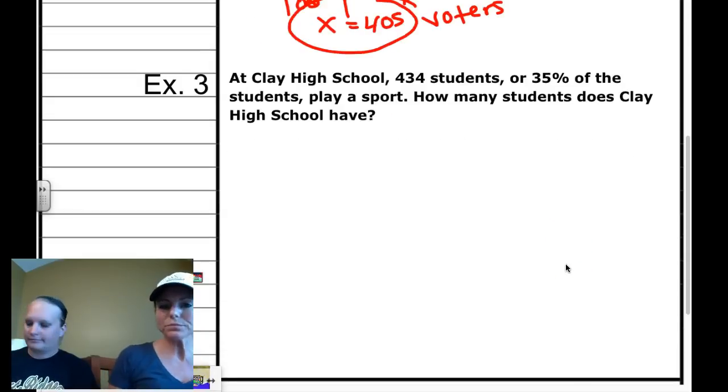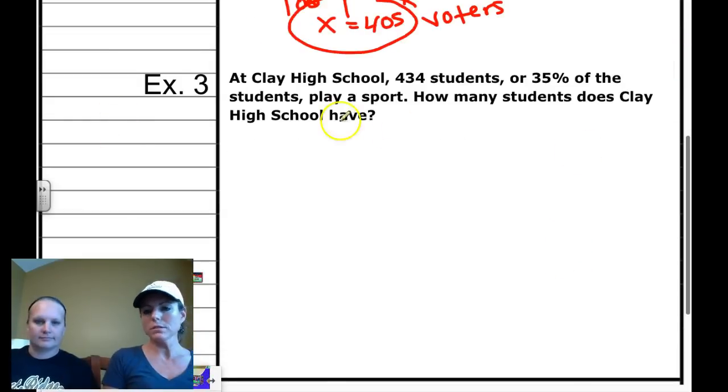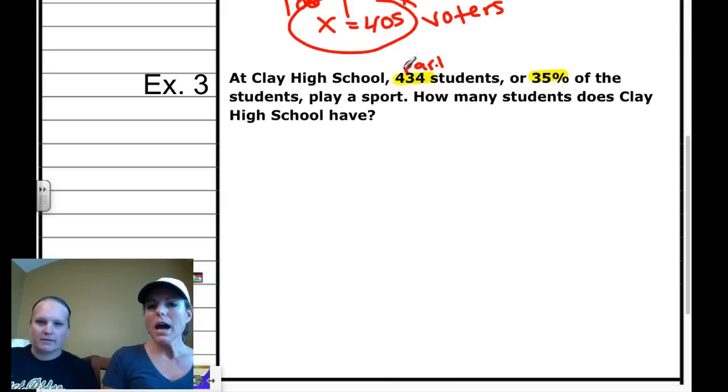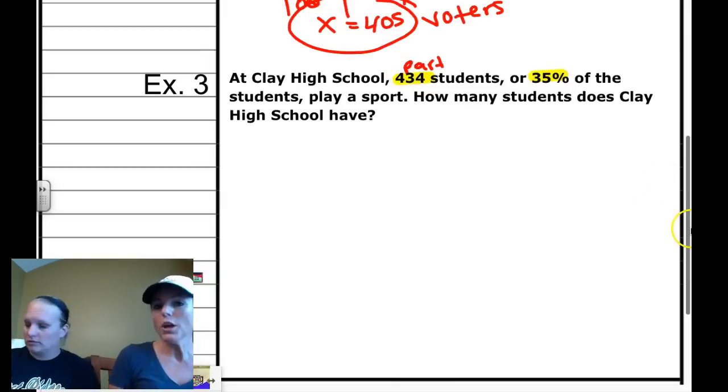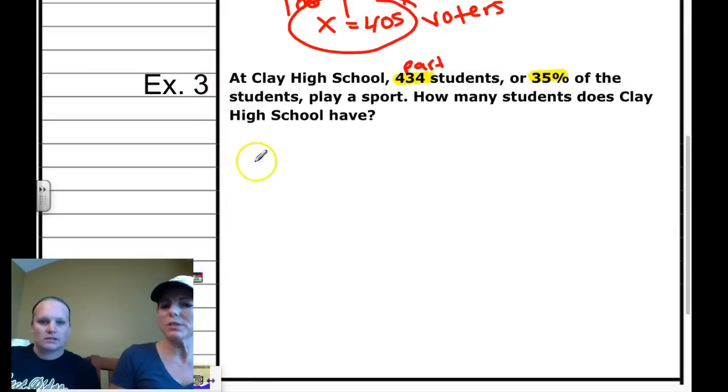All right, so now let's go down to example 3. At Clay High School, 434 students, or 35% of the students, play a sport. So that's the part. It already told me, so I'm going to write that right away so I don't forget. How many students does the high school have? They want to know the whole. So maybe let's rewrite that again. Let's do percent over 100.